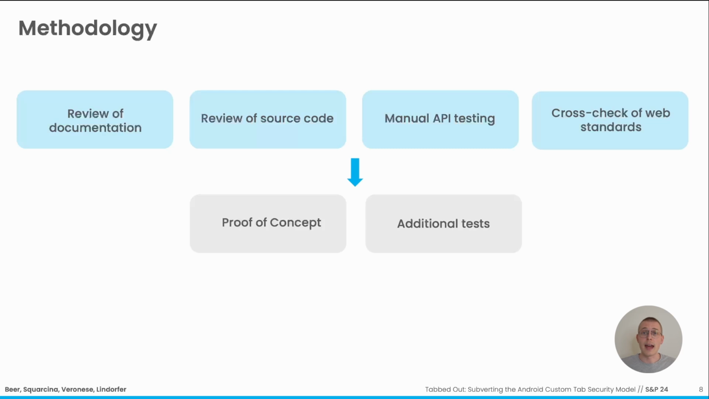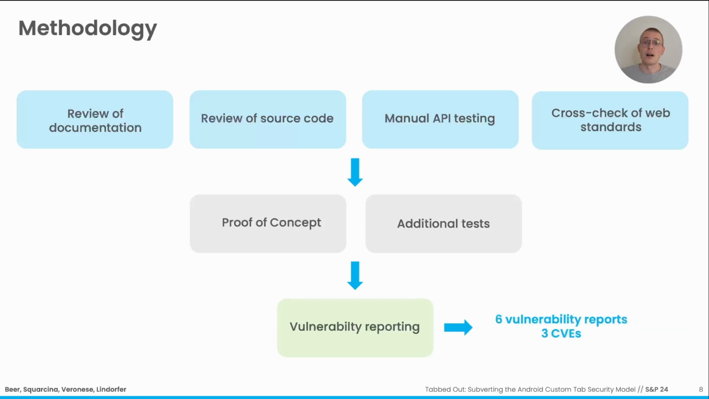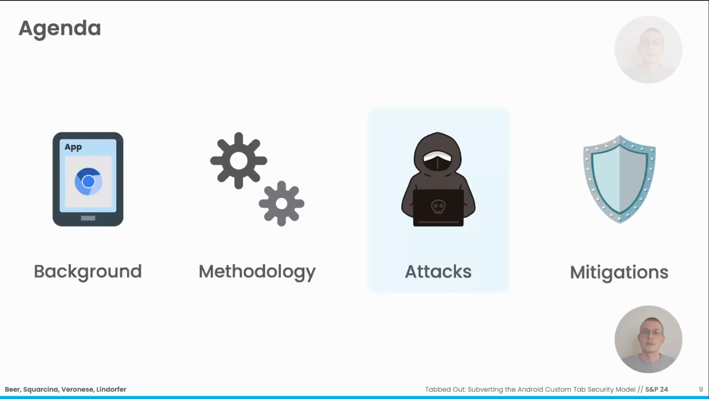Whenever we found a candidate for a vulnerability, we created proof of concept applications and also did some additional testing to measure its impact and also its capabilities. And when we validated the vulnerability, we reported the vulnerability to the affected browser vendors. And this led to 6 vulnerability reports and 3 CVEs.